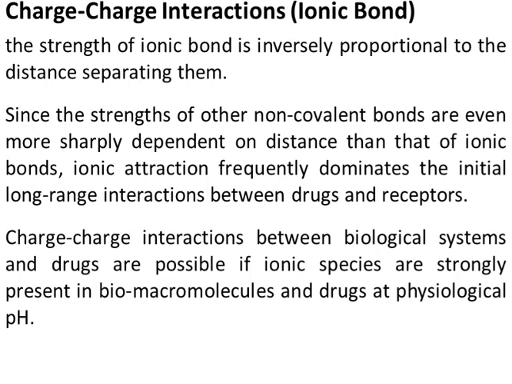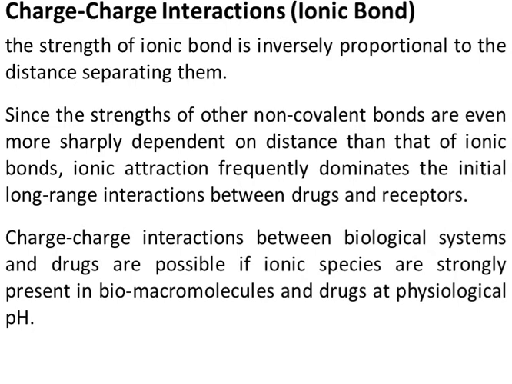The charge-charge interactions between biological systems and the drug are possible if ionic species are present in the biological molecule as well as the drug at physiological pH. For example, if your drug does not have any group that can be ionized, then such interactions cannot exist. So it's very important for charge-charge interaction to occur that your macromolecule, the receptor molecule, and your drug must have groups that can be ionized.